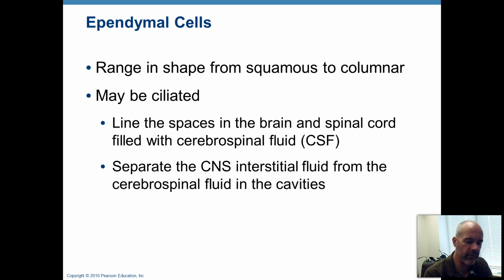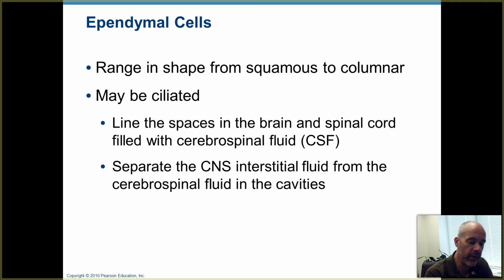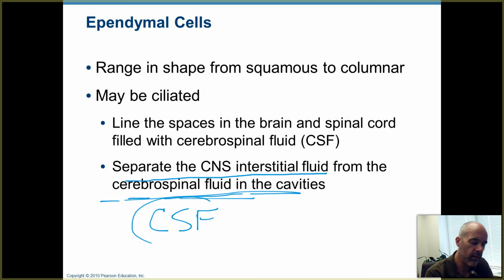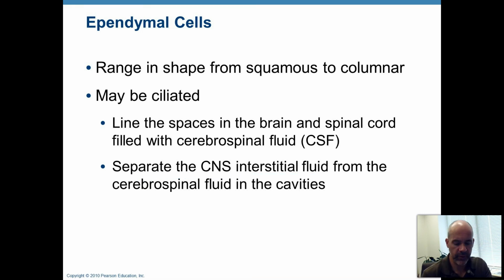And if you notice here, they're going to form a border between the CNS interstitial fluid, so the fluids that are surrounding those astrocytes and neurons and microglia and all that, from the cerebrospinal fluid that you have in the ventricles of the brain, and then also down in the central canal of the spinal cord as well. That type of fluid flows through there also.